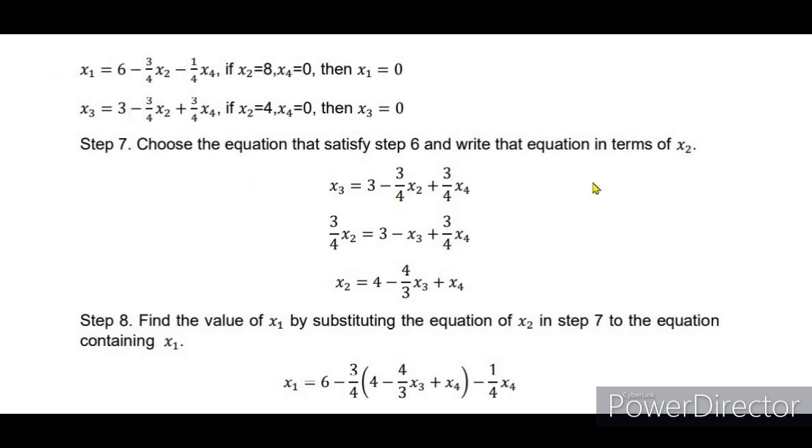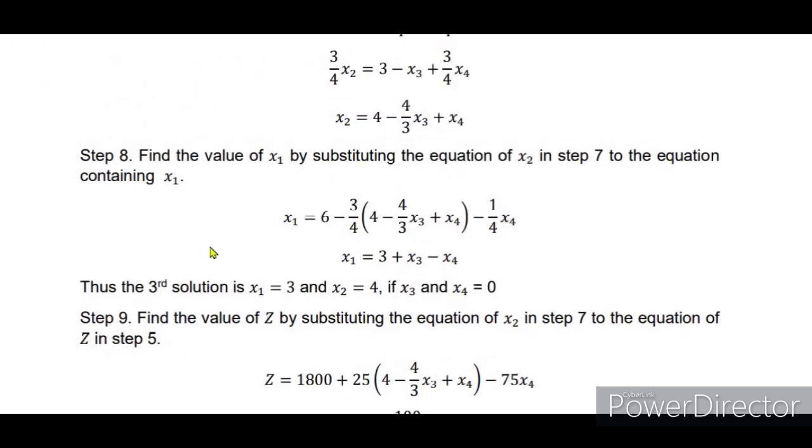So now we will write that equation in terms of x sub 2. We will just transpose everything so that x sub 2 will remain on the other side. Okay? So the resulting equation for step number 7 is this: x sub 2 is equal to 4 minus 4 over 3 x sub 3 plus x sub 4.